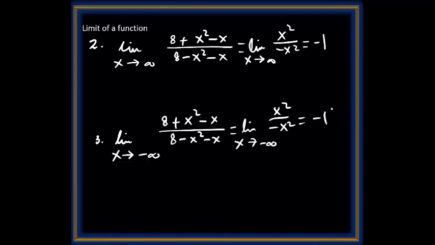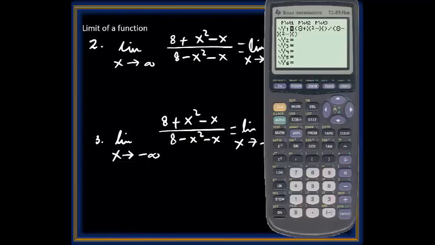So let us verify this in the graphing calculator. So I just type the function. In the numerator I'm using parenthesis 8 plus x squared minus x, divided by the denominator 8 minus x squared minus x. Now let us graph it with the standard window, that will be fine. So let's go zoom 6. So now you can see when I'm taking x approaches infinity, I'm interested in this side.